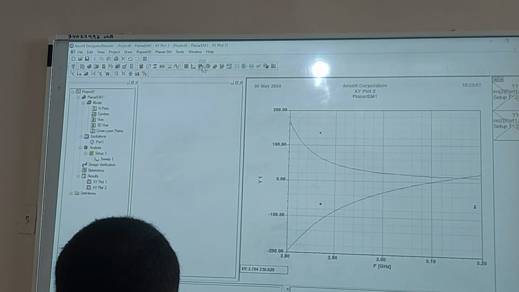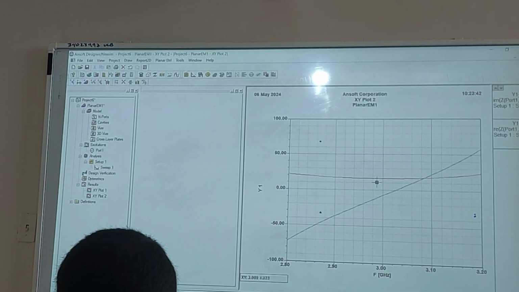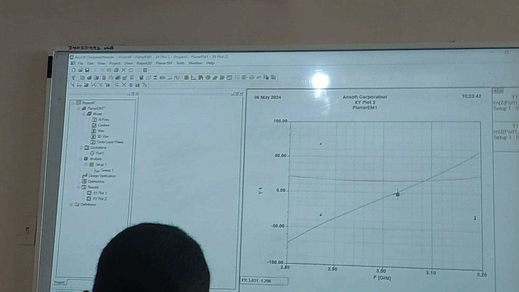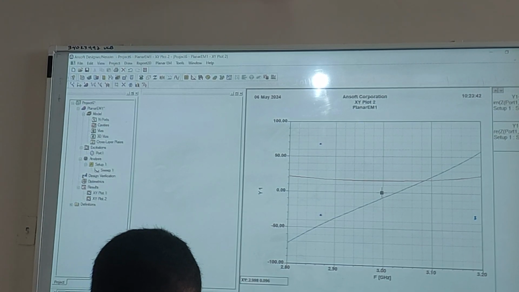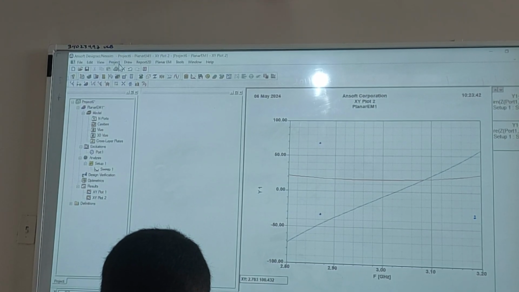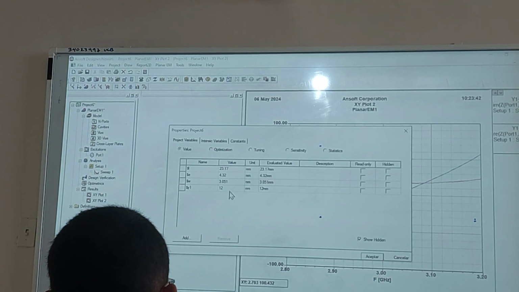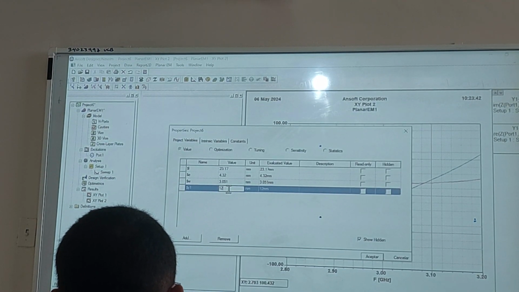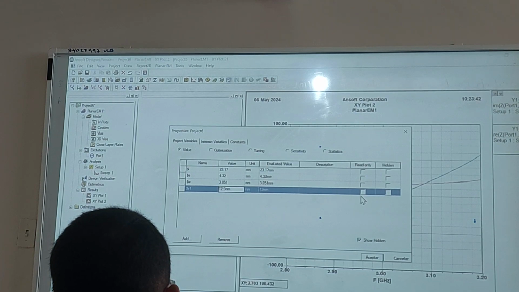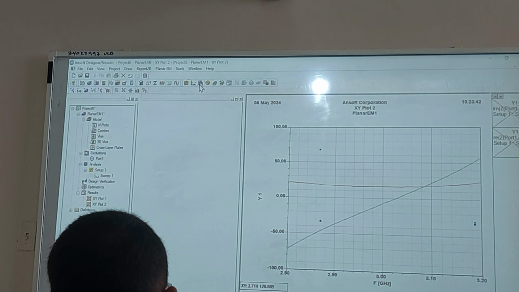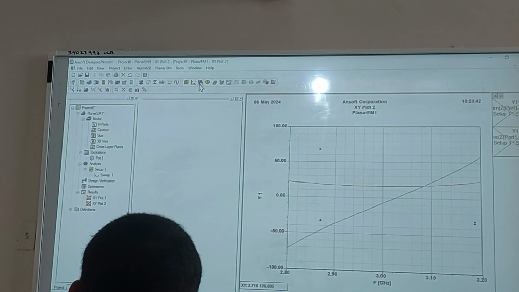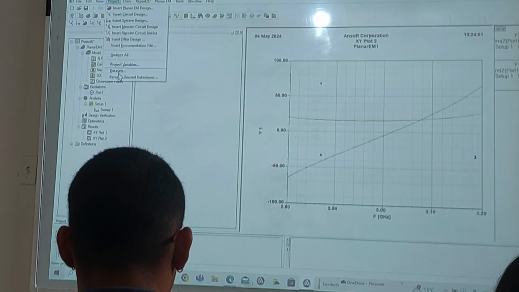Look what happened with this point. Okay? This point is near to 3 meters. We put a little more. Okay.